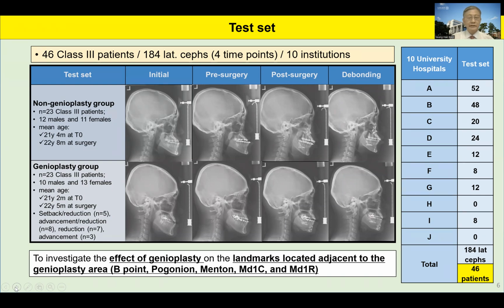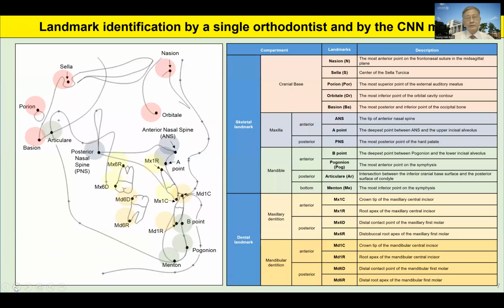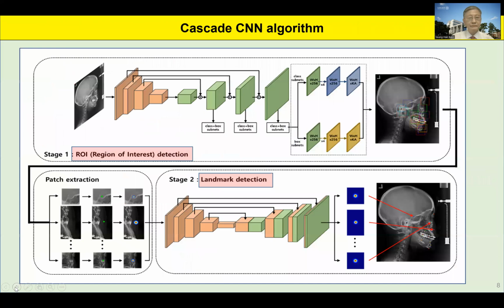And they were subdivided into genioplasty and non-genioplasty groups to investigate the effect of genioplasty on the landmarks located adjacent to the genioplasty area. 12 skeletal and 8 dental landmarks were digitized by a single orthodontist who had 20 years of experience and the CNN algorithm model. In the present study, the Cascade CNN algorithm was used for efficient detection of the ROI and the landmarks.